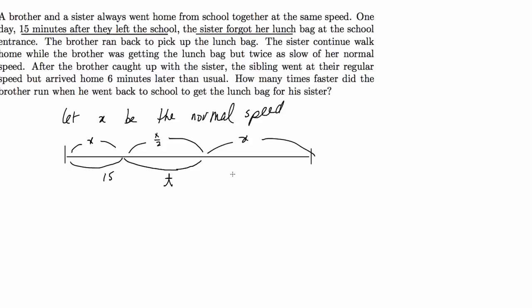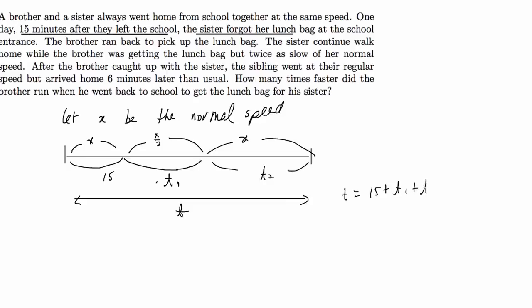Let's call these times t1 and t2. And actually we don't know the actual time it takes for them to get home when they walk at normal speed. So this time I'm going to call t. In other words, 15 plus t1 plus t2. So t is equal to 15 plus t1 plus t2.